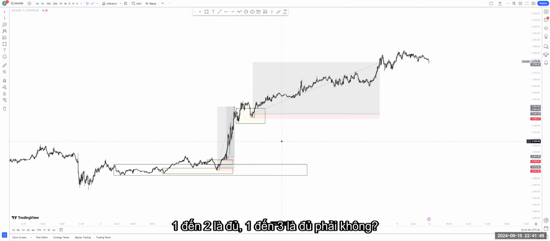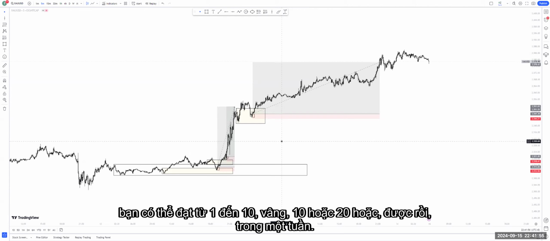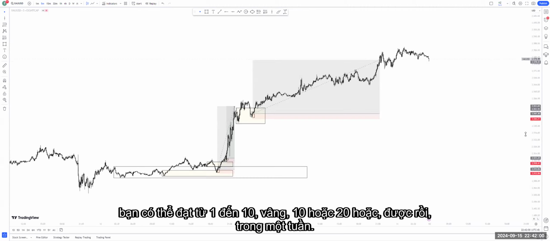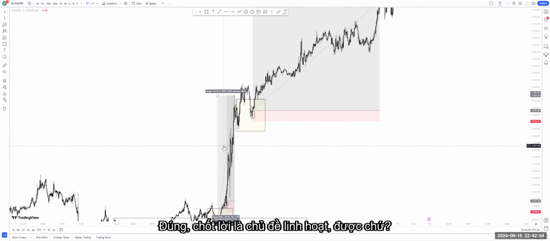1 to 2 is enough. 1 to 3 is enough, right? If you keep on using 1 to 2, 1 to 3 every single trade, yeah, you might hit like 10R, 20R in a week. But how do we know how to hold for long after one entry? Yes, taking profit is a flexible topic. Okay, it is really subjective.